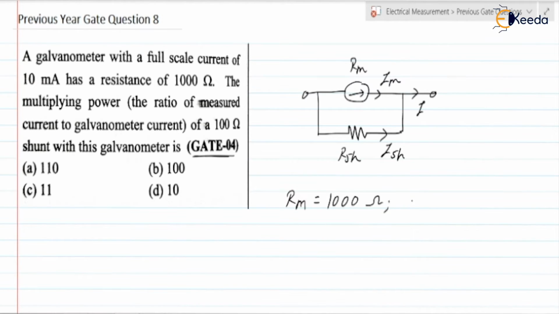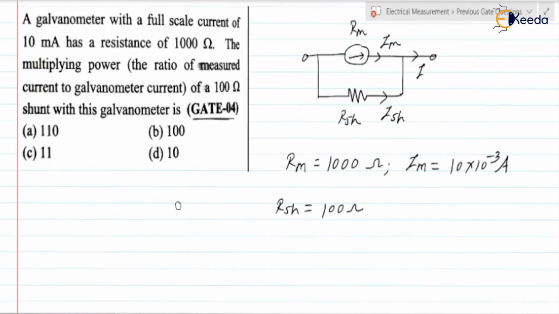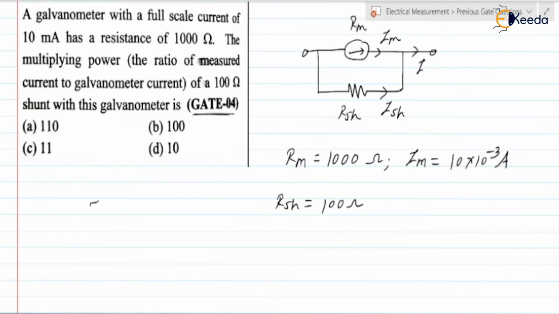Next, Im is also given, the meter current, that is the full scale current, which is 10 into 10 to the power minus 3 ampere. RSH is also given, 100 ohm. Our task is to find the ratio of measured current, that is I, to the galvanometer current, that is Im. So our task is to find I by Im. How to find I by Im? Im we know, the only thing is we need to find the current I.